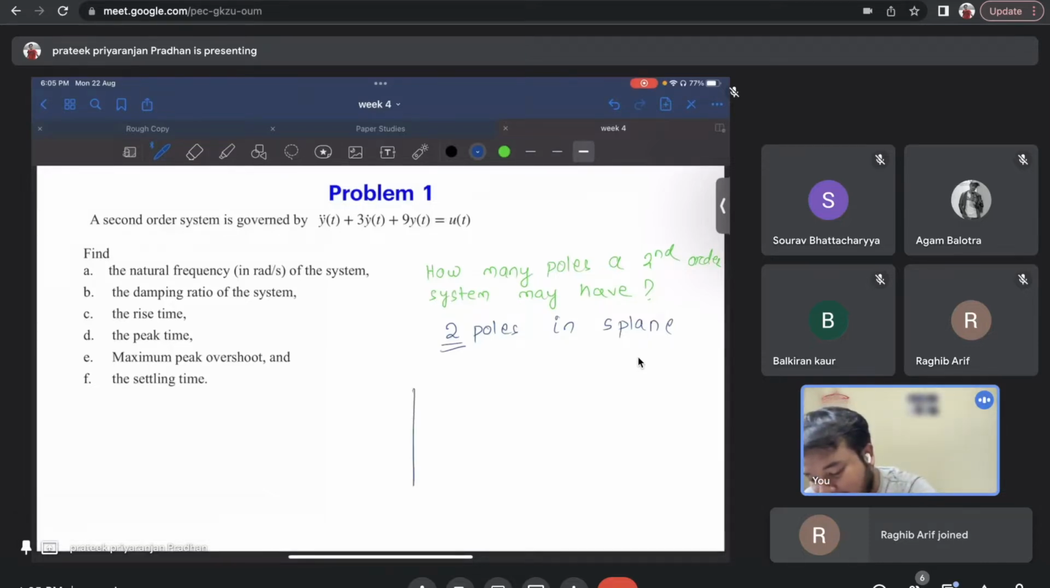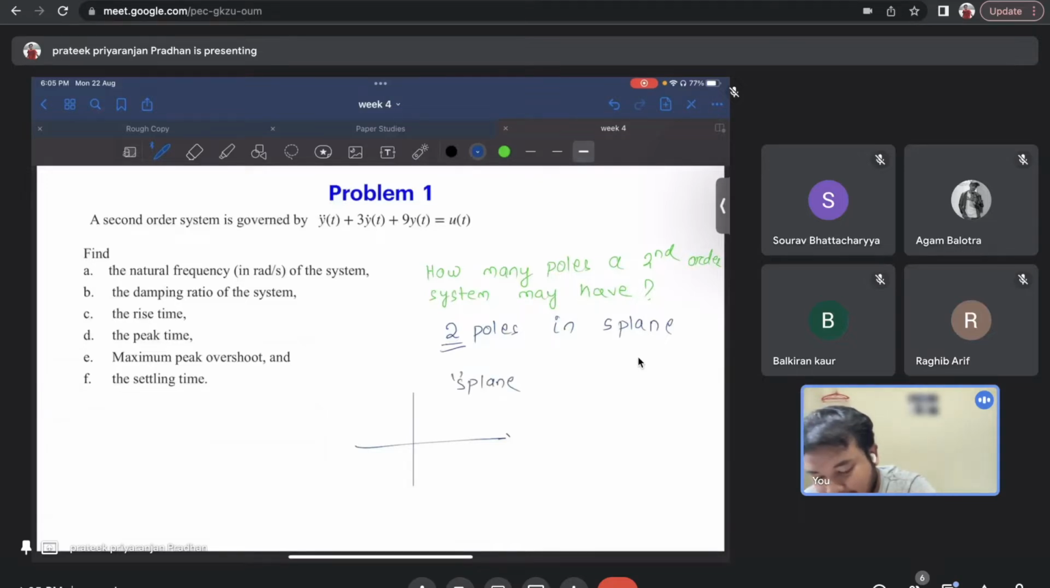When it's a second order system, consider the pole location. Just imagine this is my S plane. This is real, and this is imaginary. I will take some cases, and then we'll analyze the situations. Forget about the question right now; I will be coming back to it. Just focus on what I want to say.